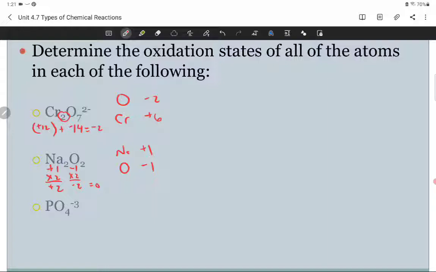Next one, phosphate. Oxygen's almost always a -2. -2 times 4 is a -8. So if we did a +5 here, that would give you an answer of -3. So phosphorus is a +5.